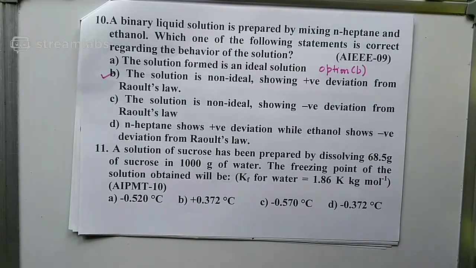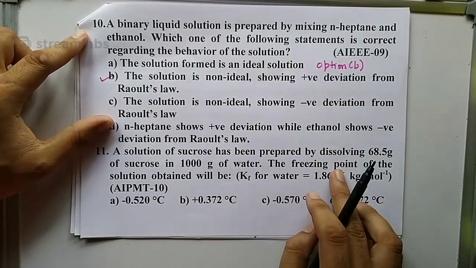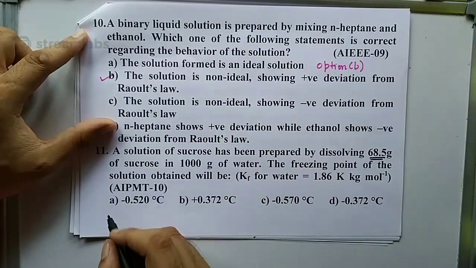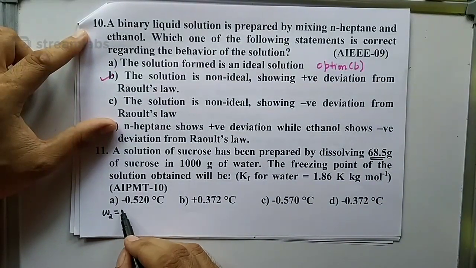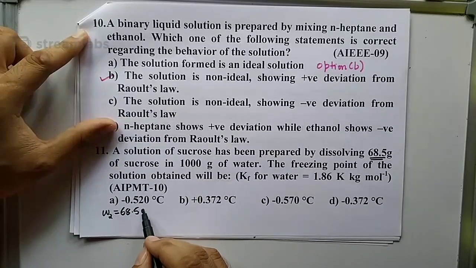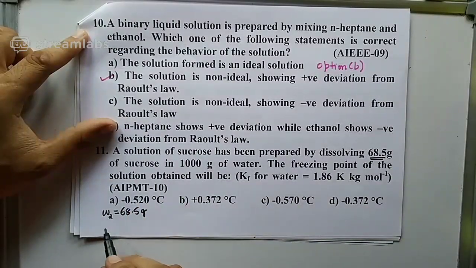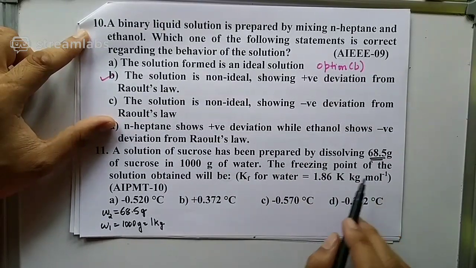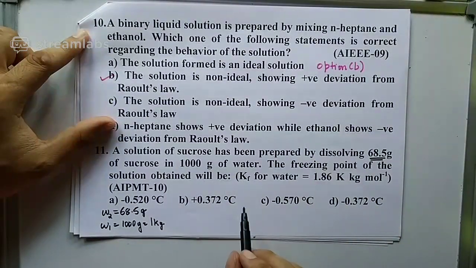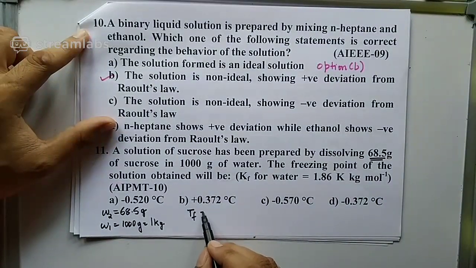Yes, question number 11. Just look into question number 11. Now, a solution of sucrose has been prepared by dissolving 68.5 grams. W2 is given as 68.5 in 1000 grams of water. So W1 is equal to 1000 grams, that is equal to 1 kg. The freezing point of the solution, they are asking, TF is equal to question mark.